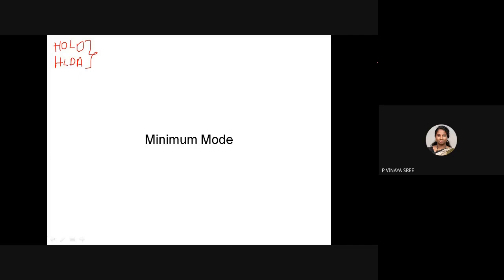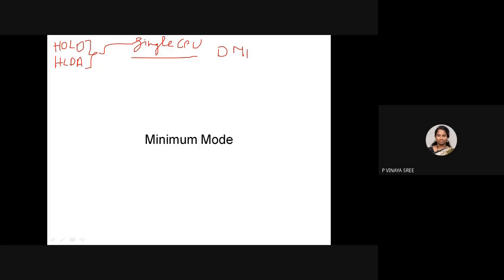First tell me, what is minimum mode? What is maximum mode? Minimum mode means multiple processors or a single processor? Single processor. So we have a single processor, with a memory and external peripheral devices connected to this single processor. But to speed up, we use one concept called DMA. It will be acting as a master.